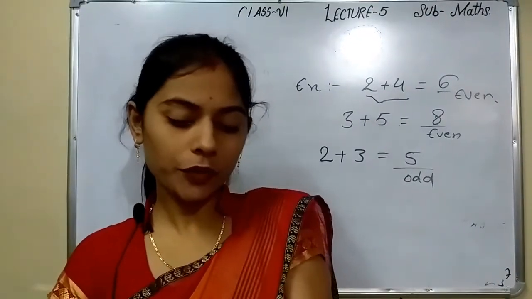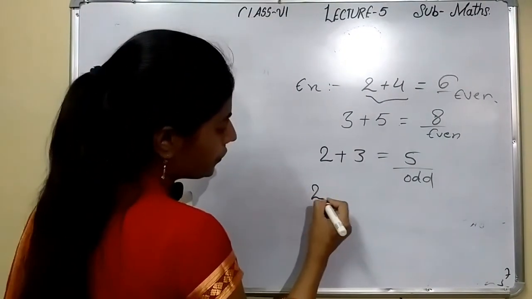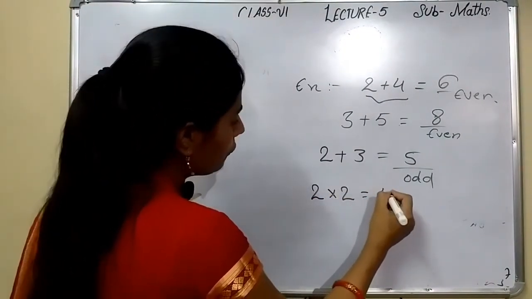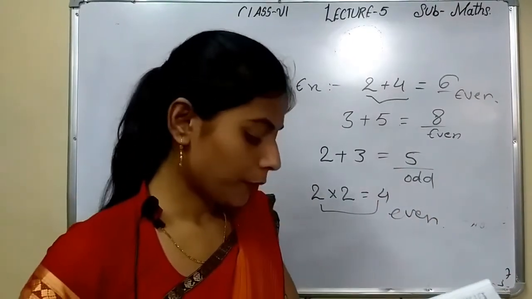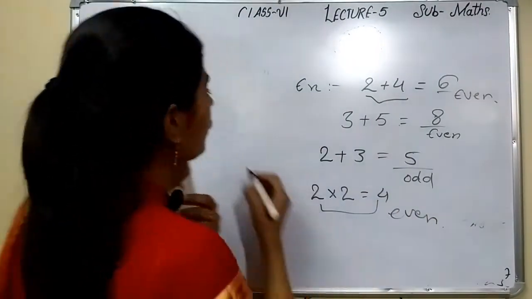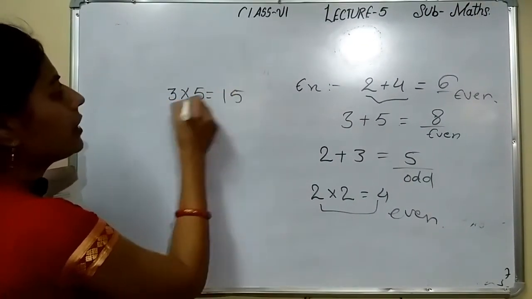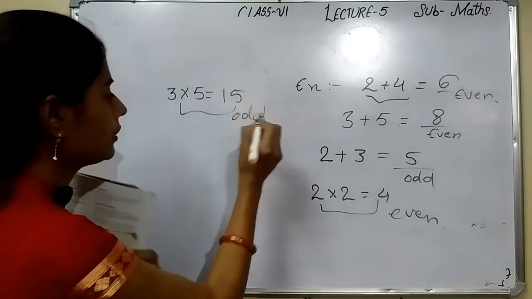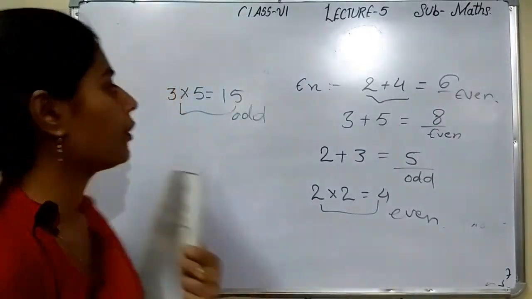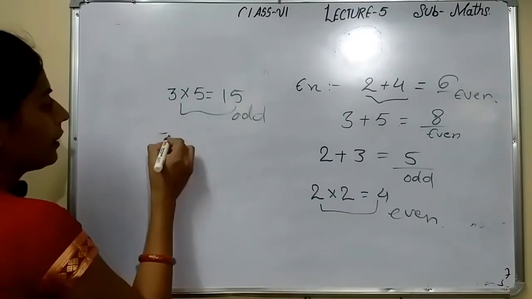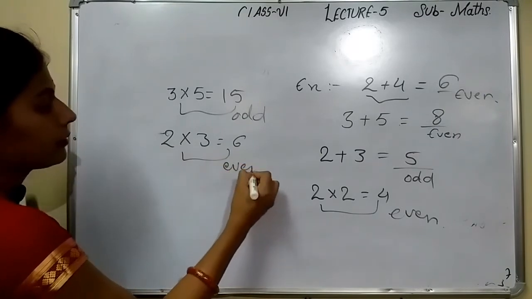The product of two even numbers is always even, means 2 into 2, 4. It is also an even number. Now see, the product of two odd numbers is always odd, means 3 multiplied by 5, it is 15. It is always an odd number. Now see, the product of an even and an odd number is always an even number.